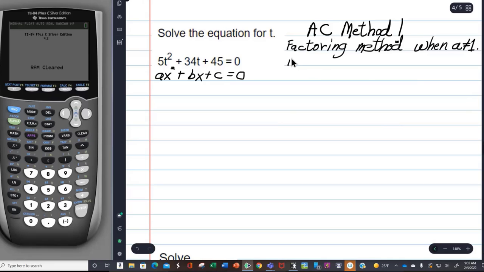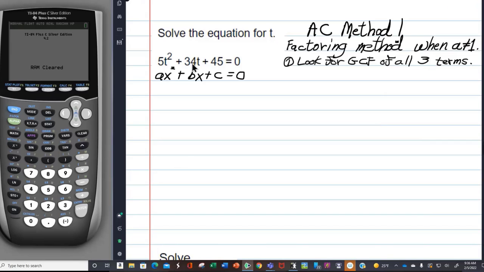Step 1: Look for a GCF of all 3 terms. It faked me out. I thought that was 35. It's not 35, it's 34. If that had been 35, we would have had a 5 we could have pulled out. But we don't have a GCF. So we go to the next step. Taking out a GCF makes your life much easier. It's actually a good thing. But we don't have one, so we're just going to have to tough it out.